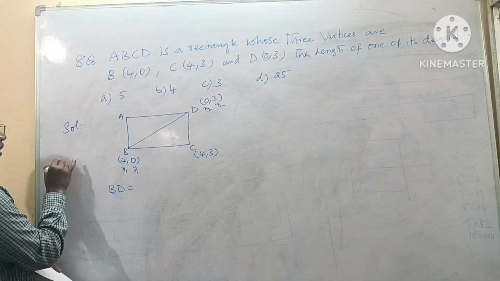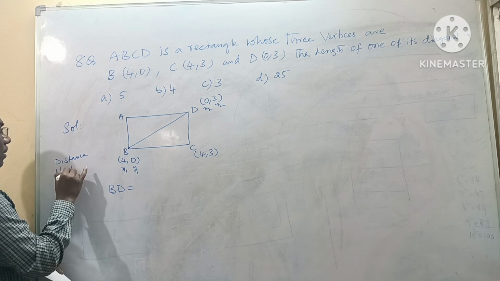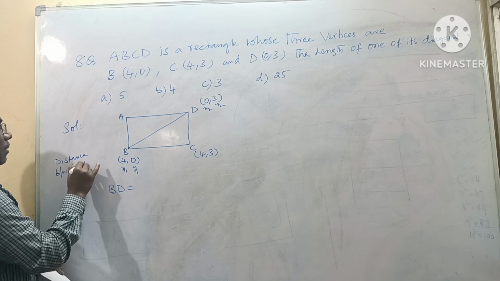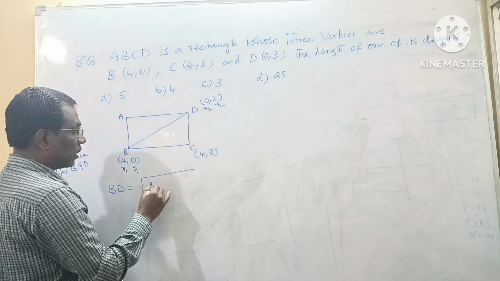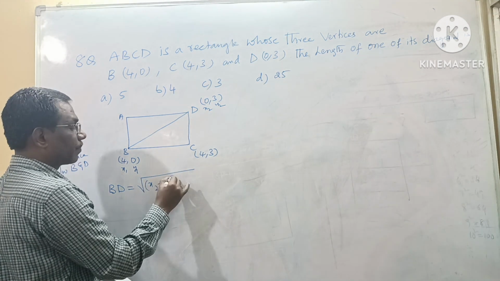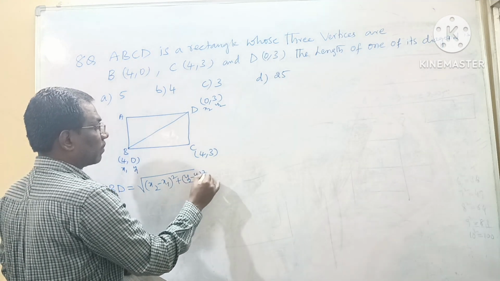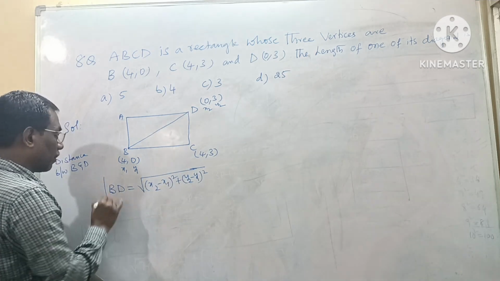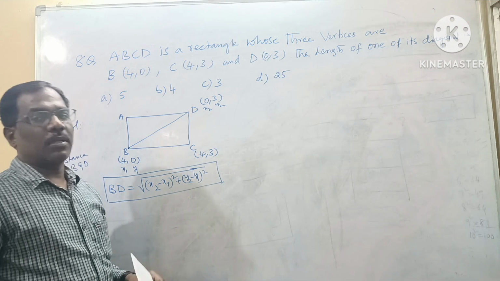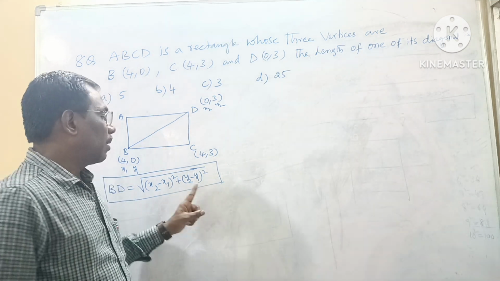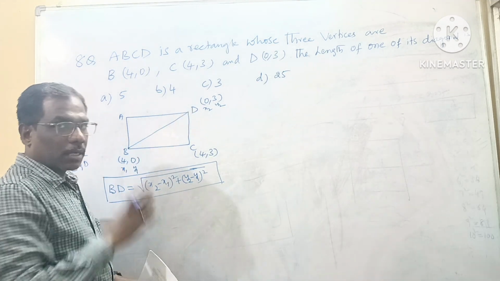We find the distance between B and D. BD is equal to the square root of (x2 minus x1) whole squared plus (y2 minus y1) whole squared. So this is the distance formula: under root of (x2 minus x1) whole squared plus (y2 minus y1) whole squared. Now we substitute these values in this formula.